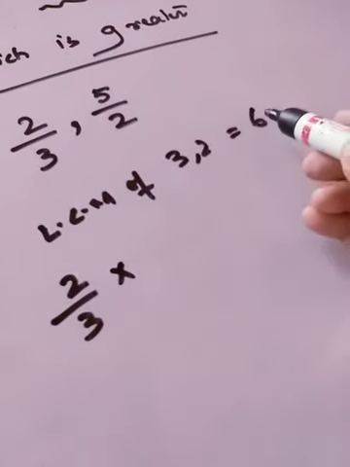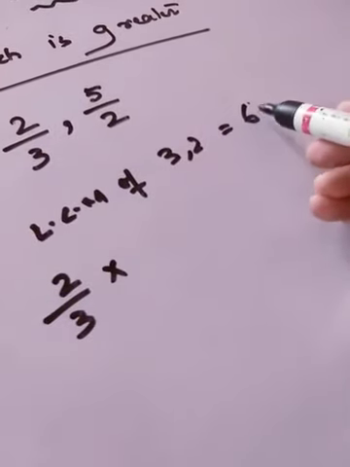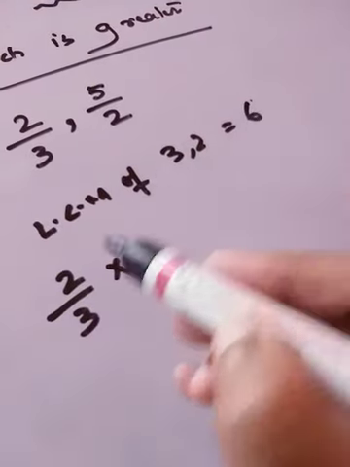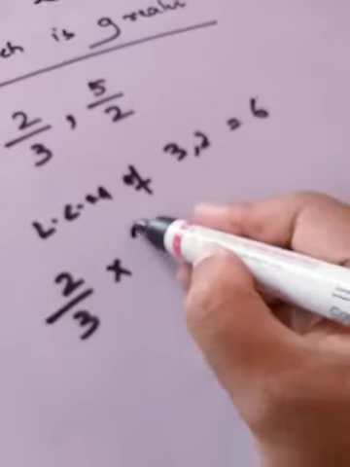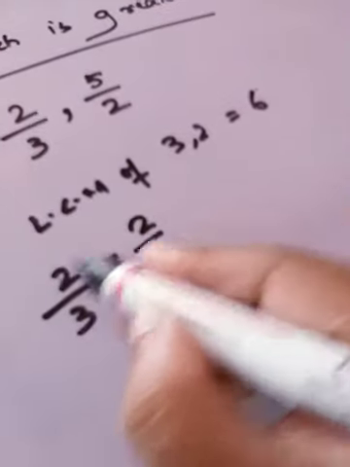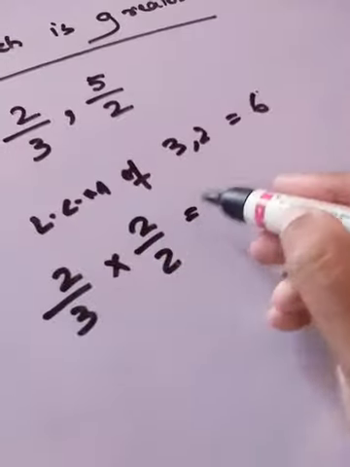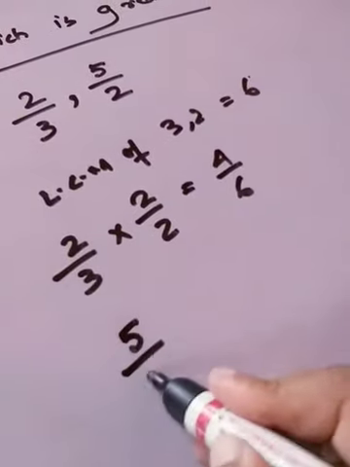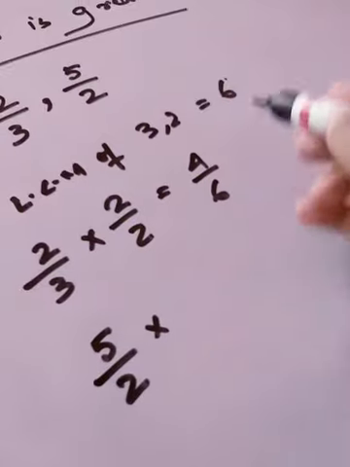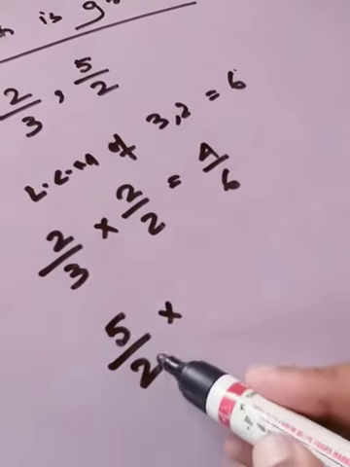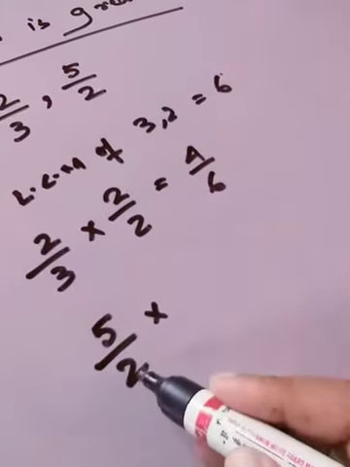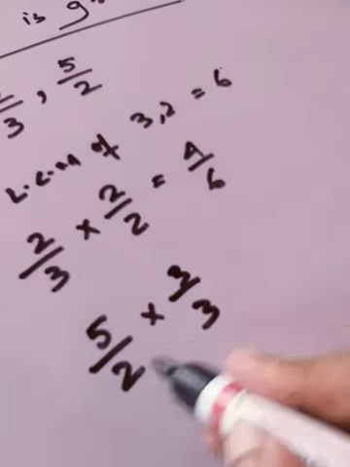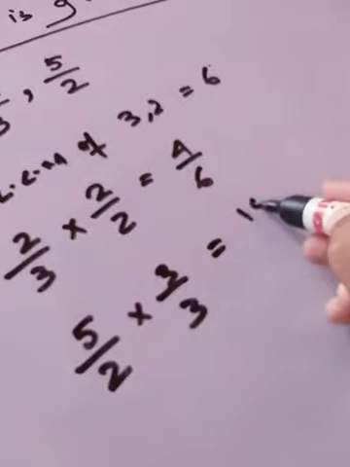Now we'll write the first rational number. The process is that this LCM needs to be divided by the denominator. So 6 divided by 3 is 2. You will multiply this answer with both the numerator and the denominator, so it will be 4 upon 6. Now let's see the second one. We'll do the same thing, students. We'll divide the LCM by the denominator: 6 divided by 2 is 3. So 3 would be multiplied with the numerator and the denominator, giving 15 by 6.